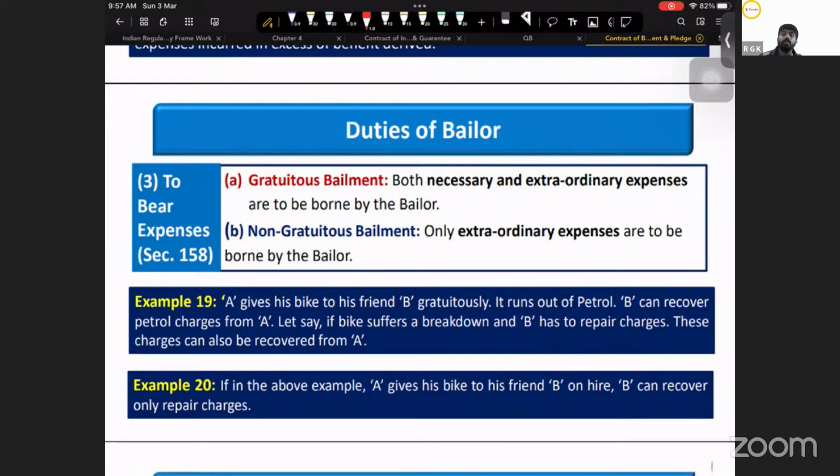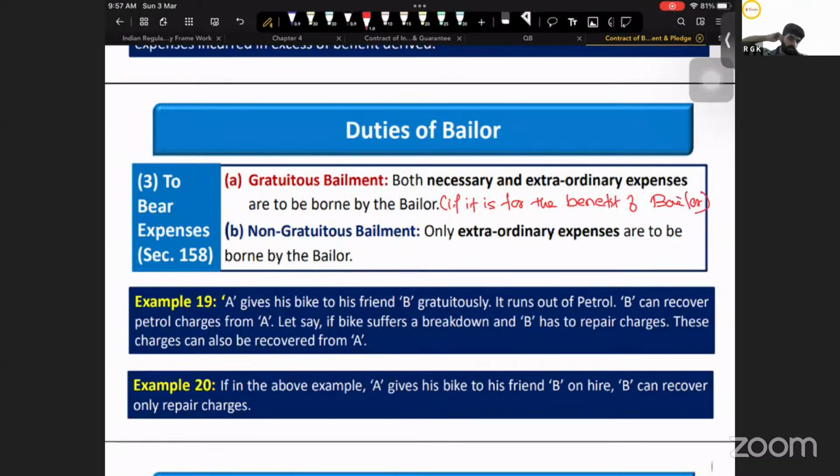This is only when the goods are bailed for the benefit of the bailor. So this is not 100% correct. Whatever is given here, both necessary and extraordinary expenses are to be borne by the bailor if it is for the benefit of the bailor.